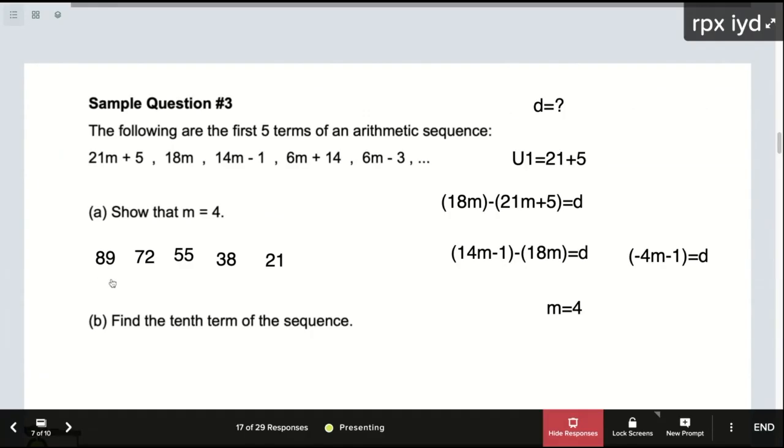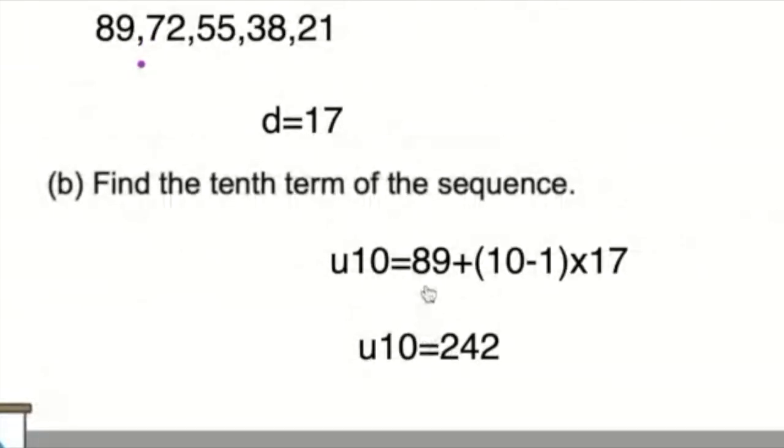Now they have their sequence here: 89, 72, 55, 38, 21. Now they can find the 10th term because 89 is your first term. Your common difference would be 17 if you subtract these two. And then you just use the formula right here. So 89 is the first term, looking for the 10th term, common difference is 17. Use the formula to find 242.